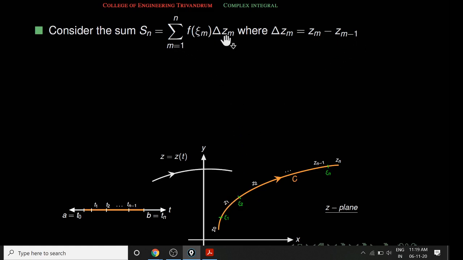When m equal to 1, this becomes delta z1. Delta z1 means z1 minus z0. So corresponding to psi 1 there is a term, corresponding to psi 2 another term, etc., and psi n the last term. There are n terms, so this sigma contains n terms. That's why m equal to 1 to n. We define this as Sn. Okay, now we are ready to define the definite integration. What is the definite integral?